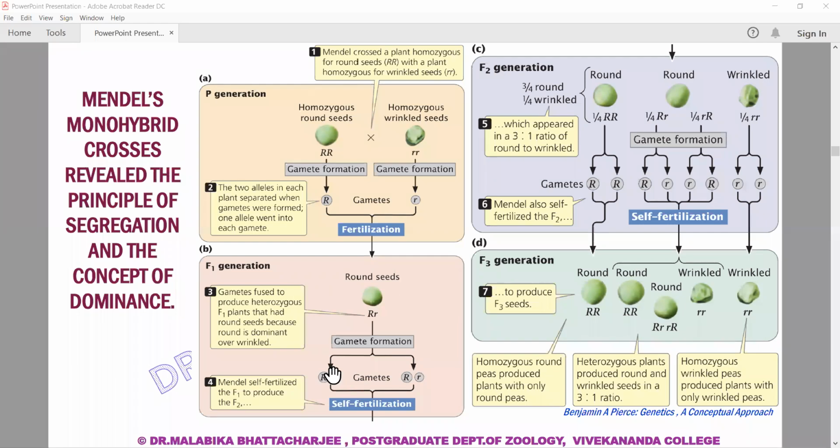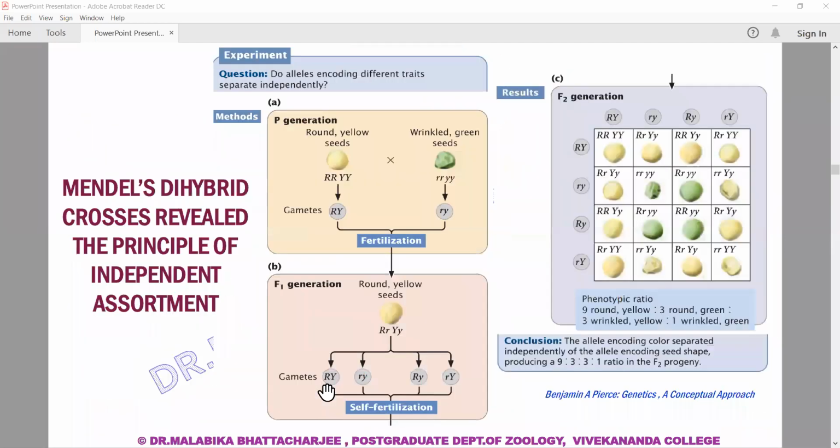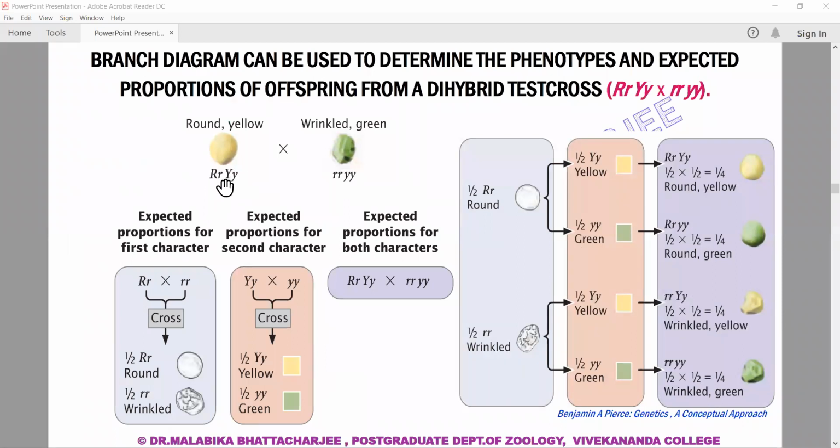When I am talking of a 3/4 capital R phenotype, that means phenotypically 3/4 of the plants have round seeds and 1/4 of the plants have wrinkled seeds. So now again I'm coming back to this cross. When we are thinking of two different characters, two different alleles, and as Mendel said, the alleles are independently assorted, let us consider these two crosses separately.